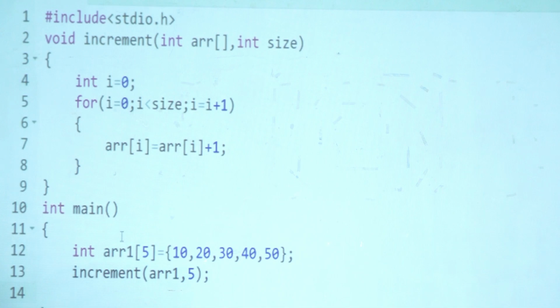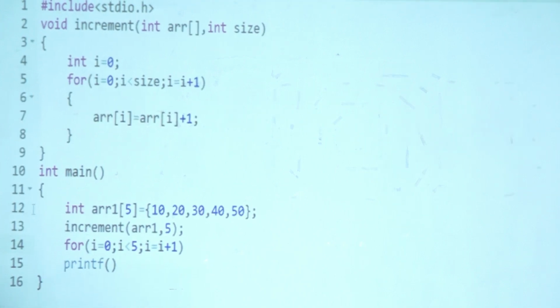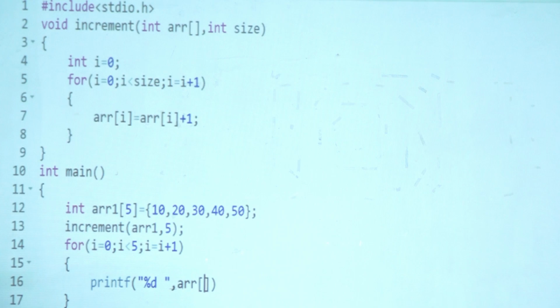Now, I will print the array in main. for i equal to 0, you'll have to create an i there. i less than 5, i equal to i plus 1, printf, open bracket, percentage d, space, arr of i. Semicolon. Done. That's it.